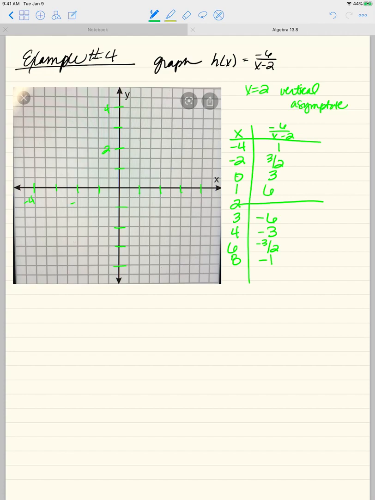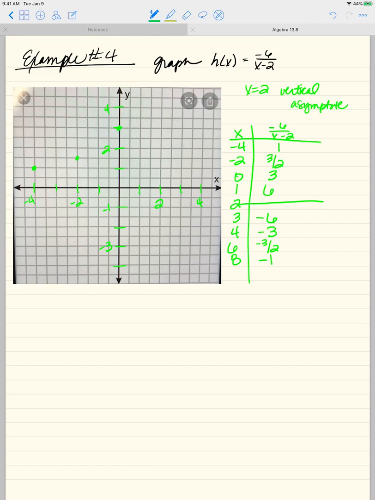Okay. Negative 2, negative 1, negative 3. I'm just filling in some random ones here. All right, and let's get started. Negative 4, 1. So when x is negative 4, y is 1. Here we go. When x is negative 2, y is 3/2. Negative 2 and 3/2, 3/2 right there. 0, 3.